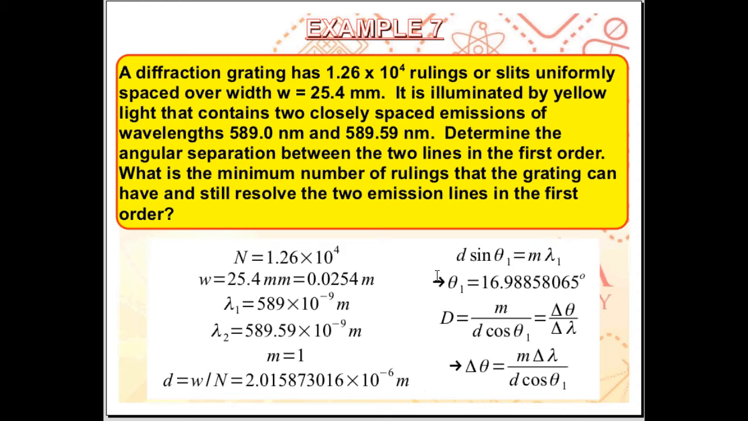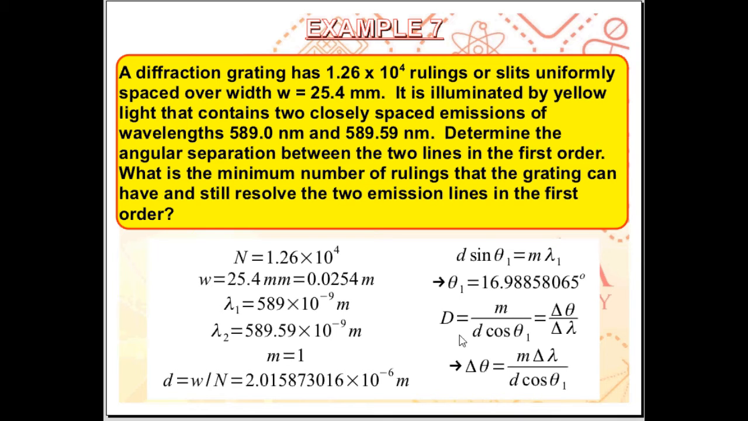For a diffraction grating, d sine theta is equal to m lambda. Setting m to 1, you have d sine theta 1 equal to m lambda 1. We know m is 1, lambda 1 is 589 nanometers, and we just calculated the slit-to-slit distance d. We are now able to calculate theta 1, 16.98858065 degrees.